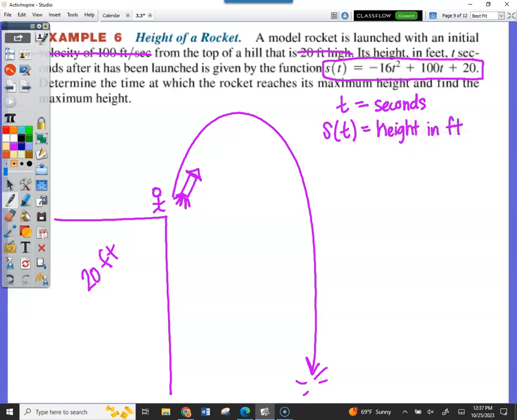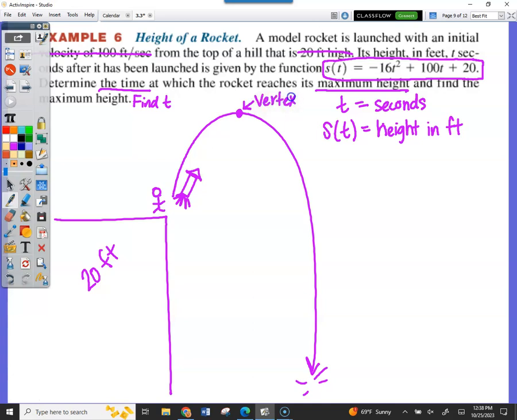It's the height in feet. It says determine the time. That means find what? Find t in seconds at which the rocket reaches its maximum height. What's the part of the quadratic that is always at the max? The vertex. Right?